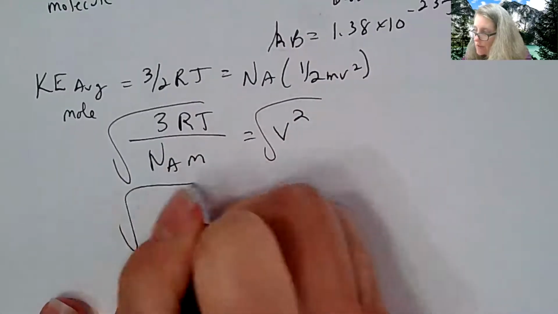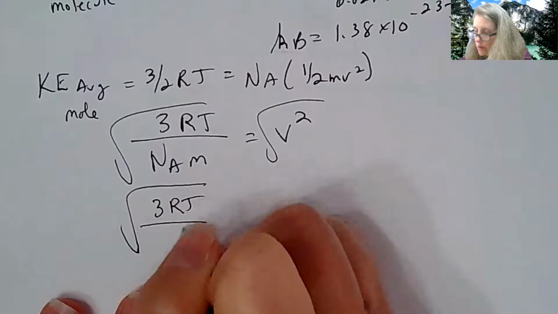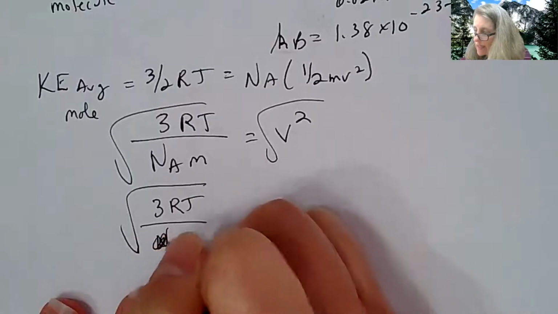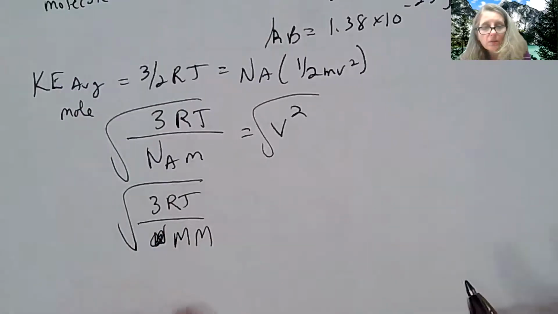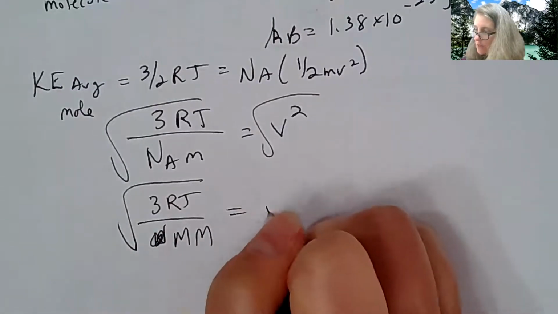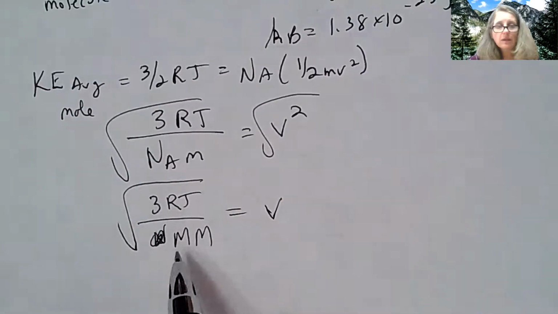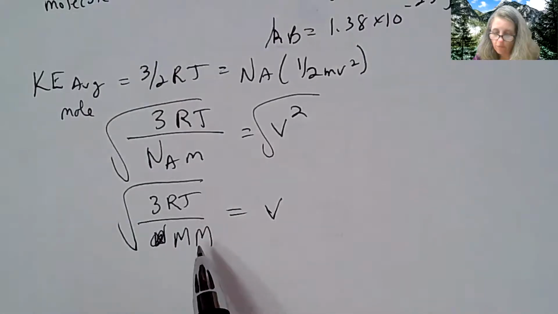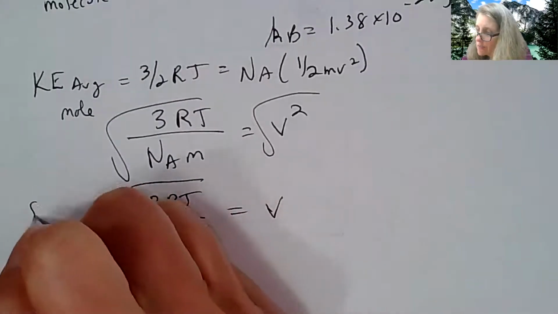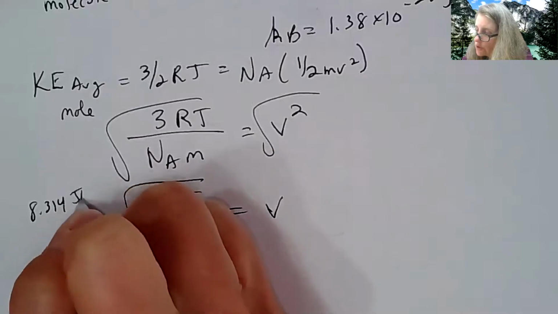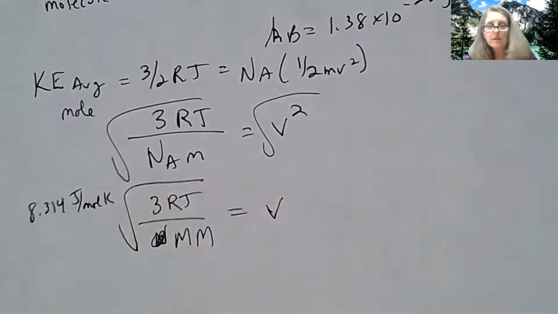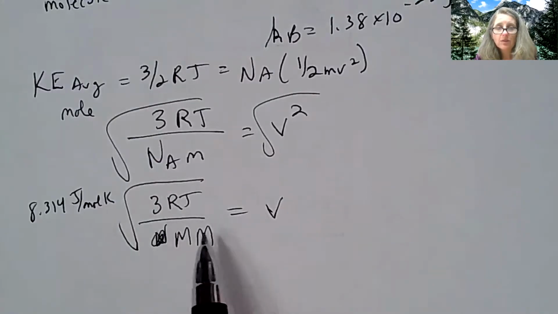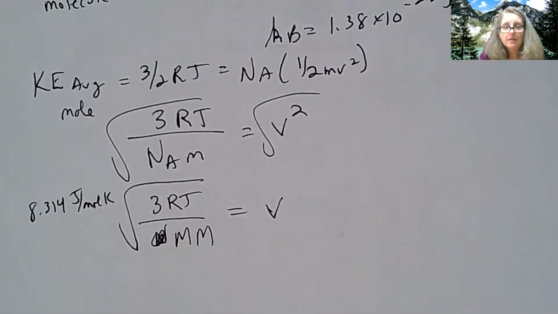So I'm left with the square root of 3RT over Na times mass. Well, what does that happen to be? That happens to be the molar mass of the gas. So the velocity of a gas is going to be equal to the square root of 3 times R times T over the molar mass. Now the R has to be 8.314 joules per mole Kelvin for this equation to work, but it does work. And again, it goes back to molar mass and units that we will talk about.